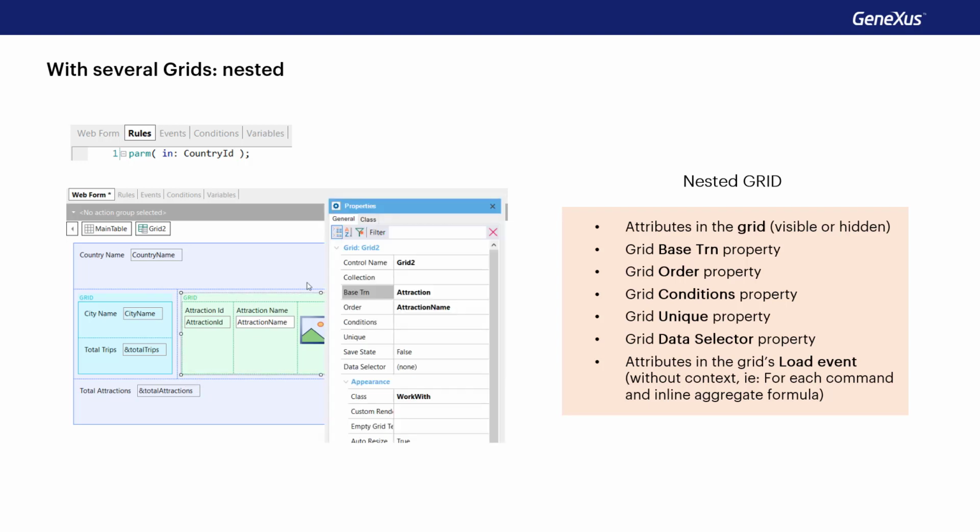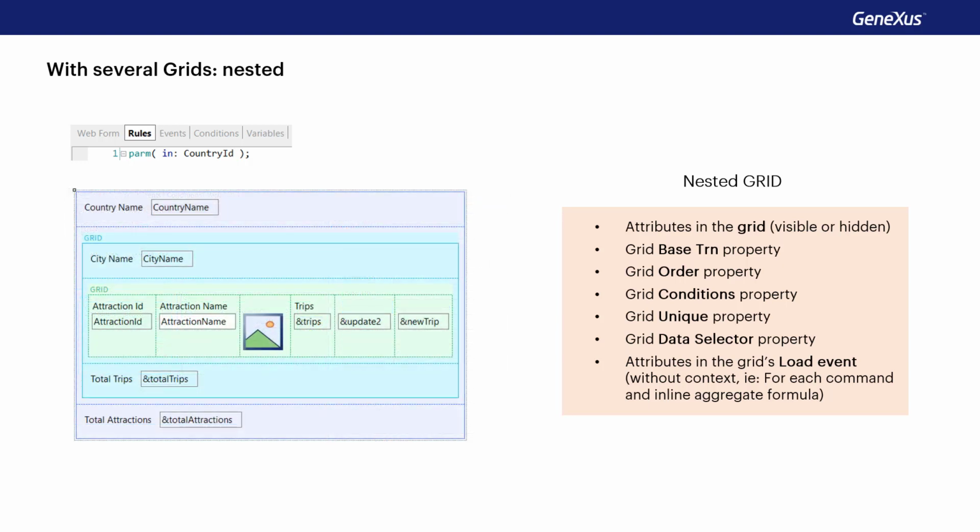When the nested grid has no base transaction specified, then Genexus will determine it on its own. And here's where the fact that this grid is nested with another one may determine a table different from the one that would be determined if the grid were parallel. These cases are not frequent, but it's good to be aware of them.